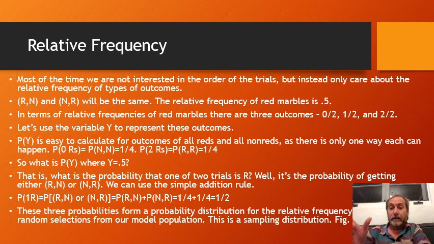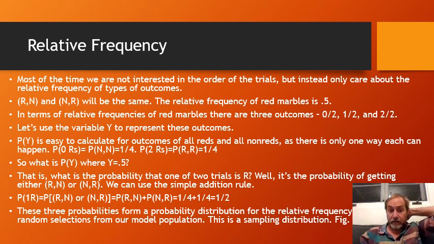In the Rn set, it's half Rs. In the Nr set, it's half Rs. So the relative frequency there is 0.5. So in terms of relative frequencies of red marbles, instead of 4 different outcomes, we actually only have 3: where none of the 2 trials in the set brings up a red marble, where only one of them brings up a red marble, or where both of them are red marbles. So let's use the variable y to represent these 3 possible outcomes of different relative frequencies of reds.